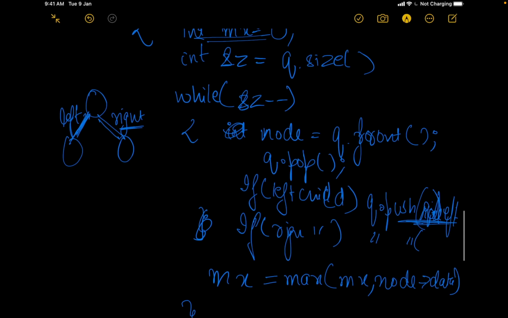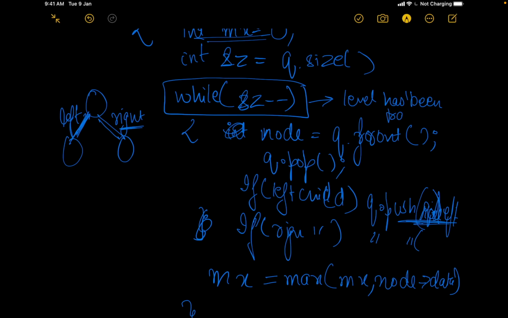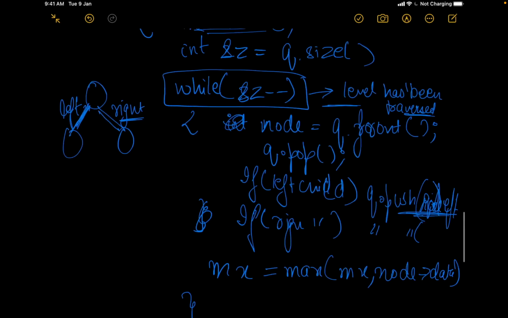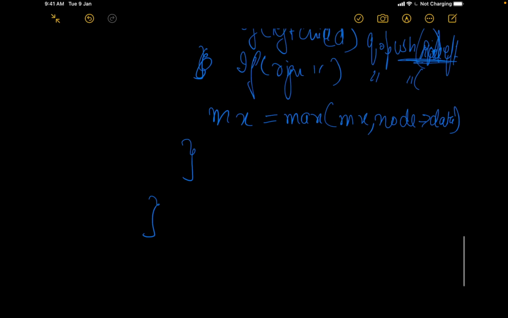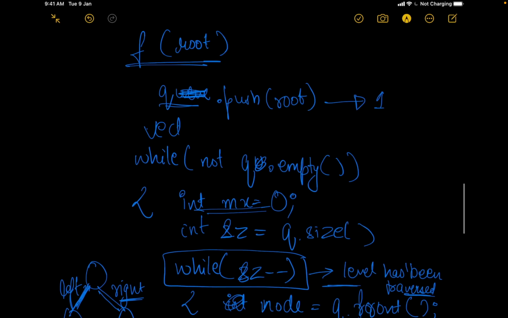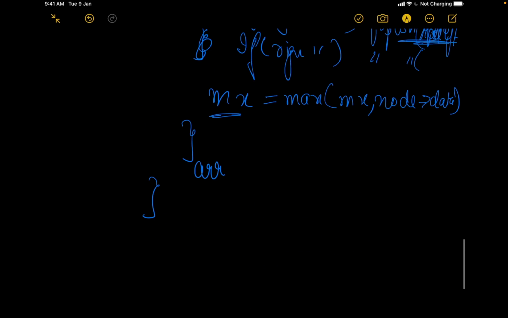Also, once we are out of this loop, this means that the entire level has been traversed, and all the children of this particular level have now been added onto the queue. Since the level has been traversed, our mx contains the maximum value that was present at that particular level. So we can also have a vector int, or let's say array result. We'll push mx onto the array, and then we'll return the array.